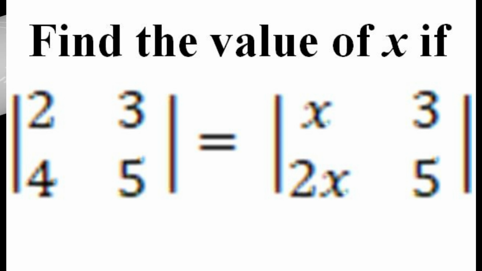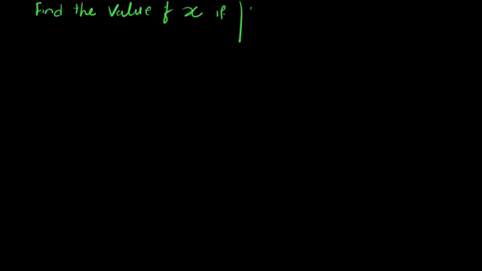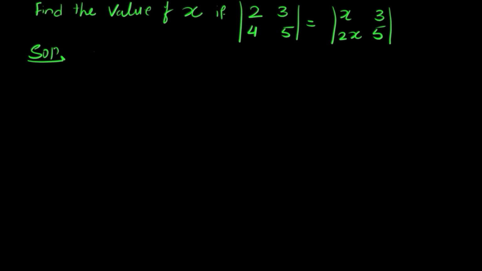Find the value of x if determinant 2, 4, 3, 5 is equal to determinant x, 2x, 3, 5. Solution. First we solve the determinant 2, 4, 3, 5 is equal to x, 2x, 3, 5.